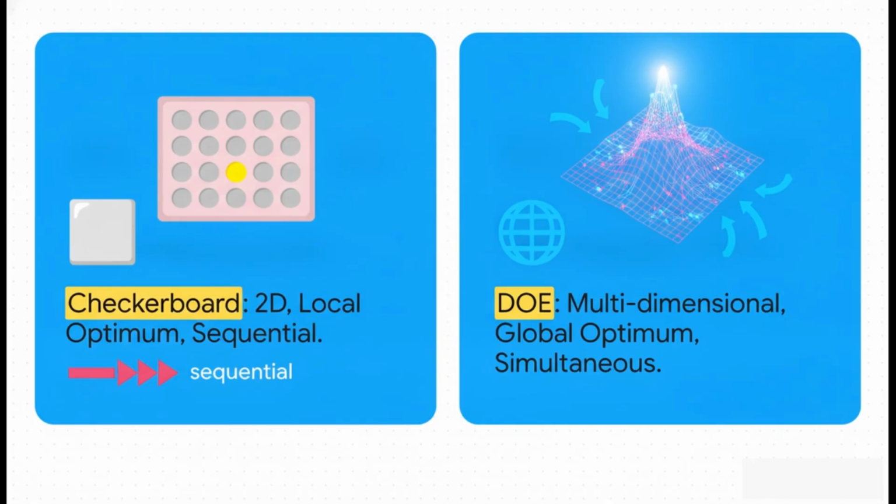Because it looks at everything together, it ensures you find the true global optimum across the entire landscape, rather than settling for some fragile local optimum that completely falls apart the second you change a buffer.